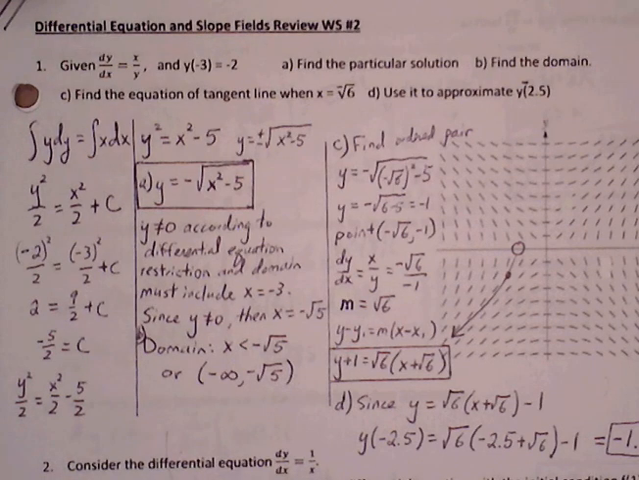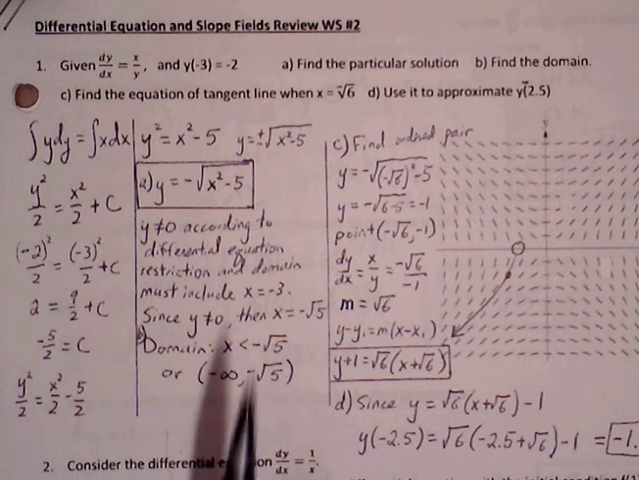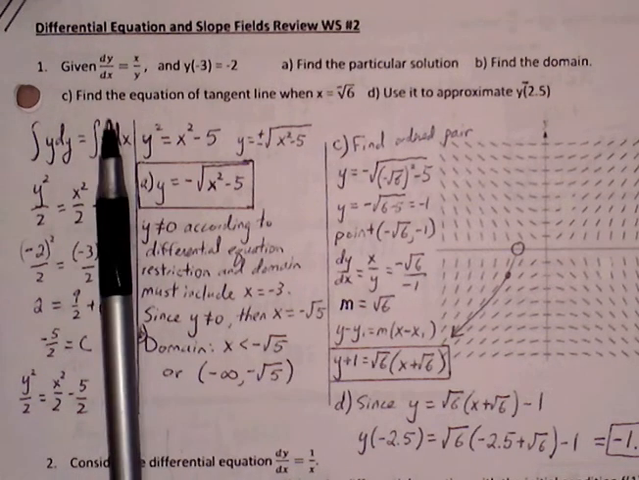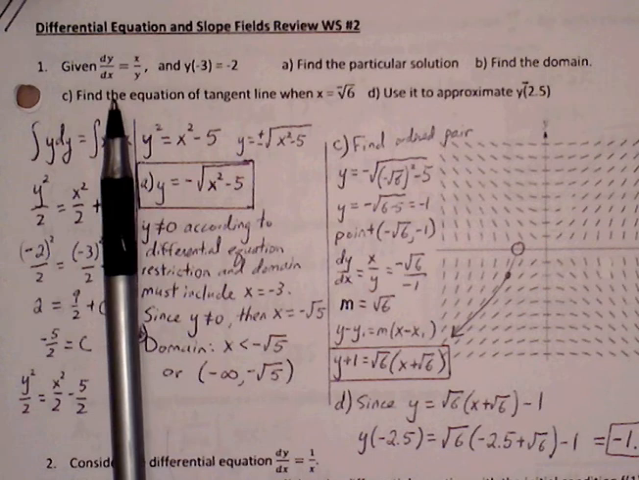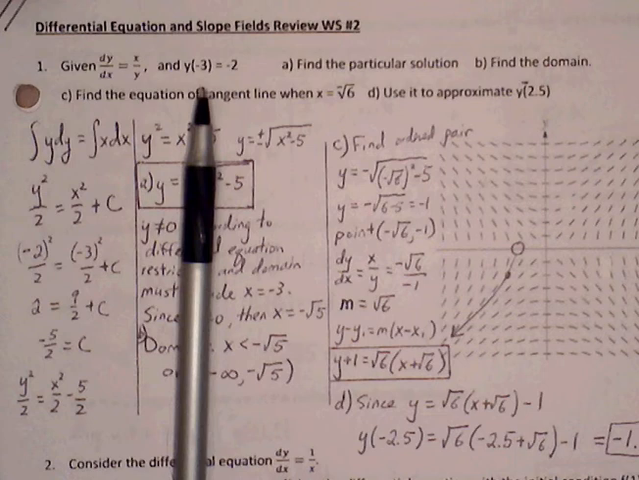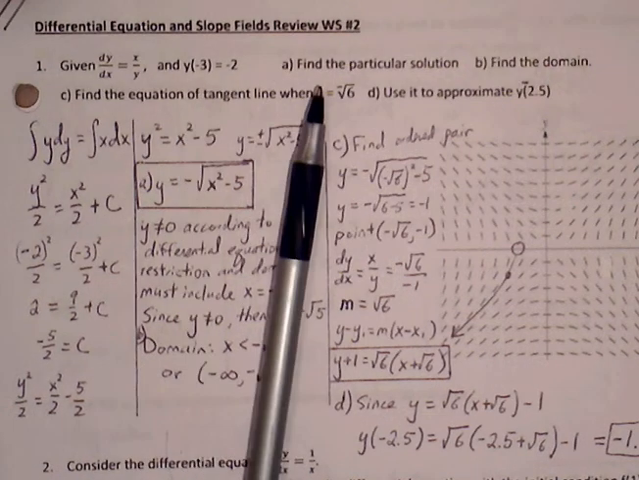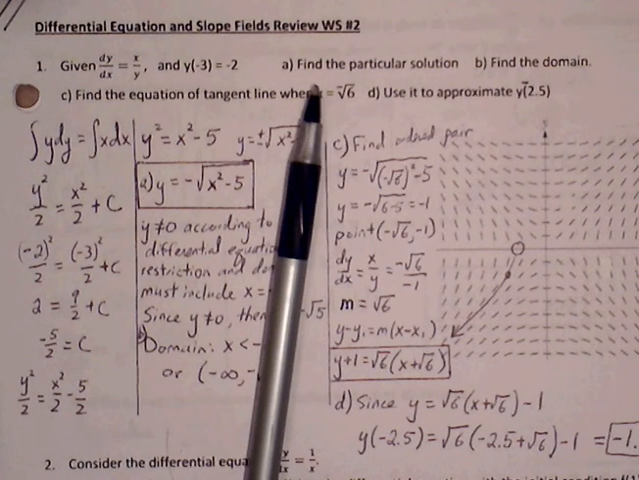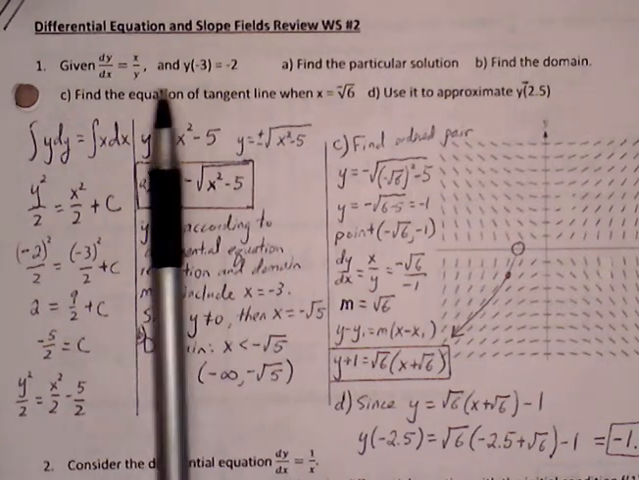This is the differential equation in slope fields, worksheet number 2. Let's look at number 1. Given the differential equation dy over dx equals x over y, and given ordered pair -3, -2, find the particular solution. So we need to go through the steps to solve the differential equation.